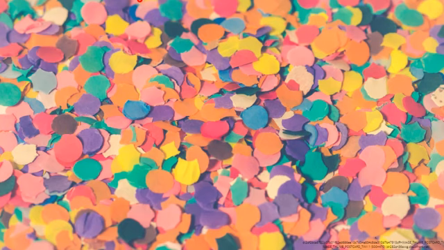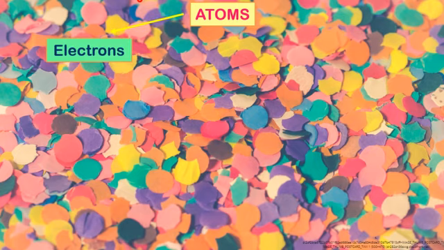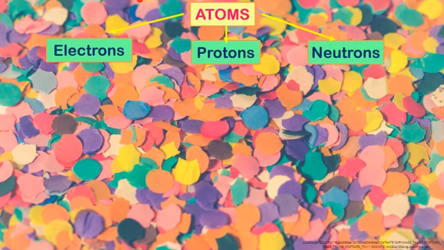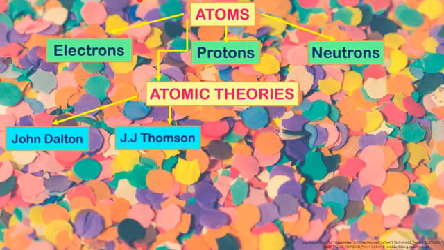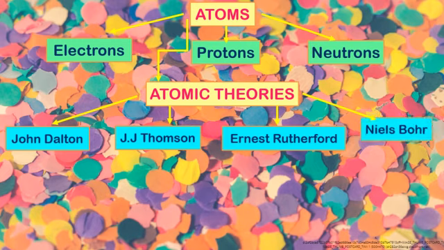So last week we discussed the atom and its subatomic particles. Atoms, as we all know, are the basic building blocks of all matter, and they have three subatomic particles, which are the electrons, protons, and neutrons. Electrons are the negatively charged particles, while protons are positively charged and neutrons have no charge. We also tackled the atomic theories proposed by John Dalton, J. J. Thomson, Ernest Rutherford, and Niels Bohr.